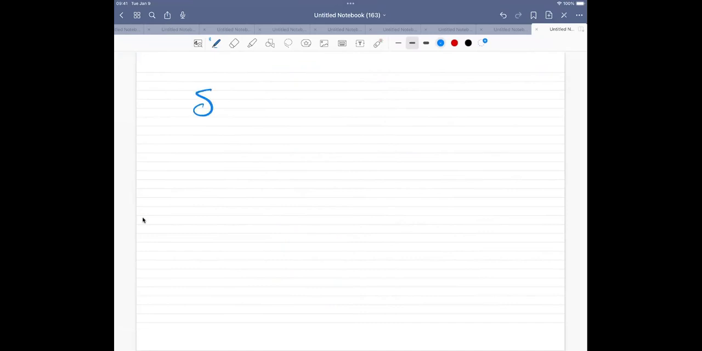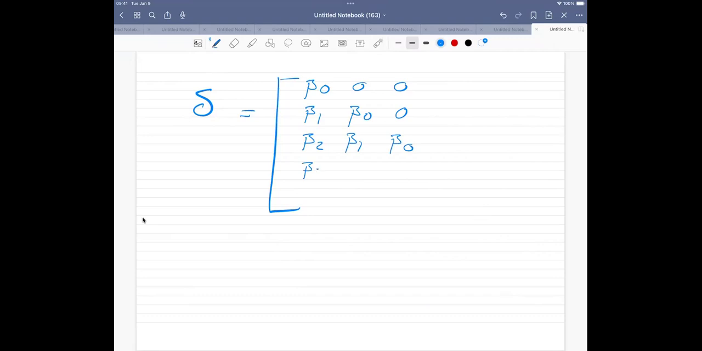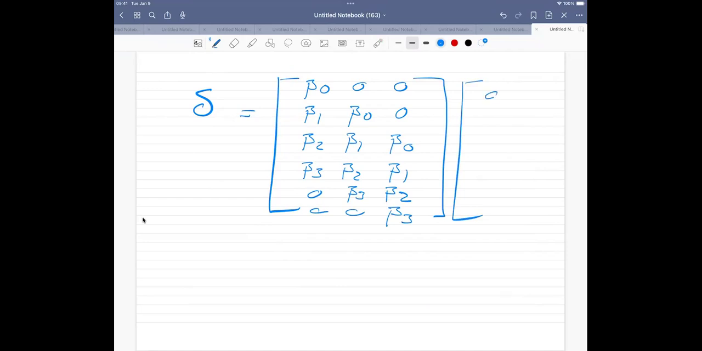So I could rewrite this delta as a matrix which is 5 by 3. So I have beta 0, 0, 0. I have beta 1, beta 0, 0. And I have beta 2, beta 1, and beta 0. I have beta 3, beta 2, and beta 1. And then I get 0, beta 3, beta 2 here, 0, 0, and then I have beta 3. And then I multiply this one with alpha 0, alpha 1, and alpha 2 here.